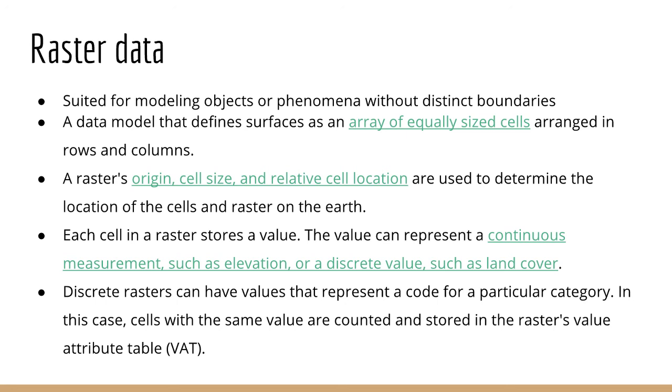All right, so raster data is better suited for modeling objects or phenomena without distinct boundaries. It's a data model that defines surfaces as an array of equally sized cells arranged in rows and columns. A raster's origin, cell size, and relative location are used to determine the location of cells and the raster on Earth. Each cell in a raster does store a value, but it's a little bit different than the full attribute table you see when you click on a point, a line, or a polygon. When you click on a cell in a raster data set, you will usually just see one individual value.